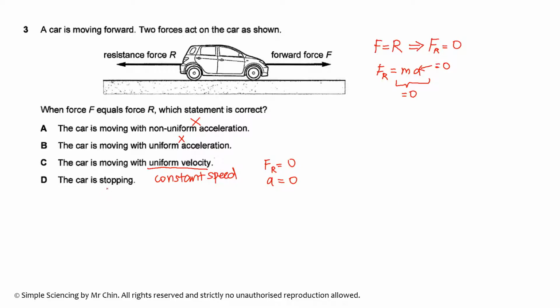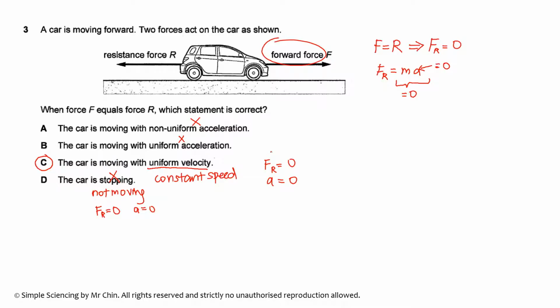Now let's look at option D. The car is stopping. When the car is not moving, resultant force is also equal to 0, right? The car is not moving, and obviously acceleration will also be 0. However, do take note that in this diagram there is a forward force F, which means that the car is moving. So option D cannot be the correct answer, which leaves us with option C.